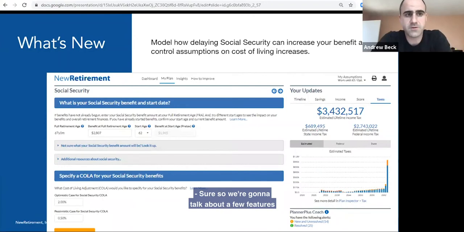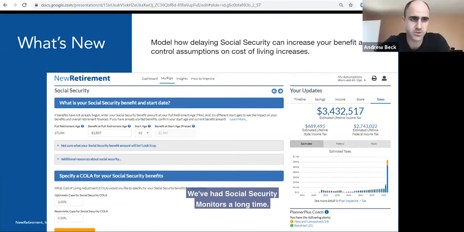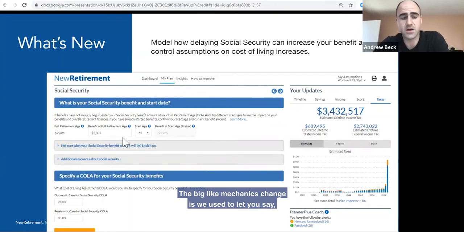Sure. So we're going to talk about a few features that have rolled out recently, some of which maybe you are aware of, some not. First one, Social Security. We've had Social Security modules a long time. We changed the mechanics of how they work a little bit, as well as giving users a bit more control over the ability to change the cost of living assumptions that project over time. The big mechanics change is we used to let you say how much are you going to claim and at what starting age. And now what we do is we say, go ahead and put in your benefit at full retirement age. This is how the Social Security Administration calculates your Social Security benefit.